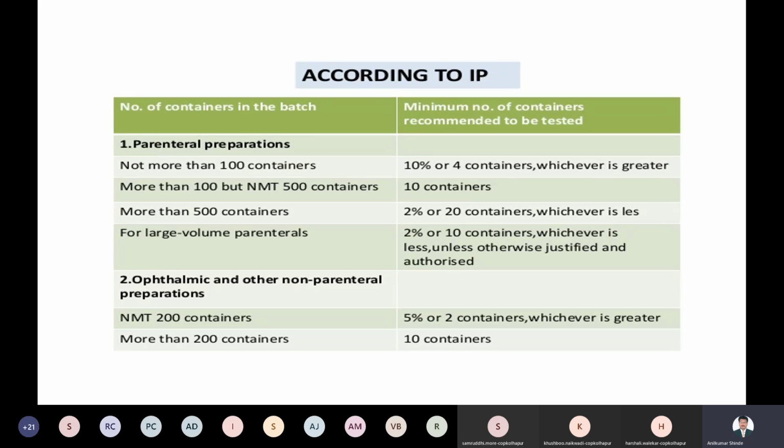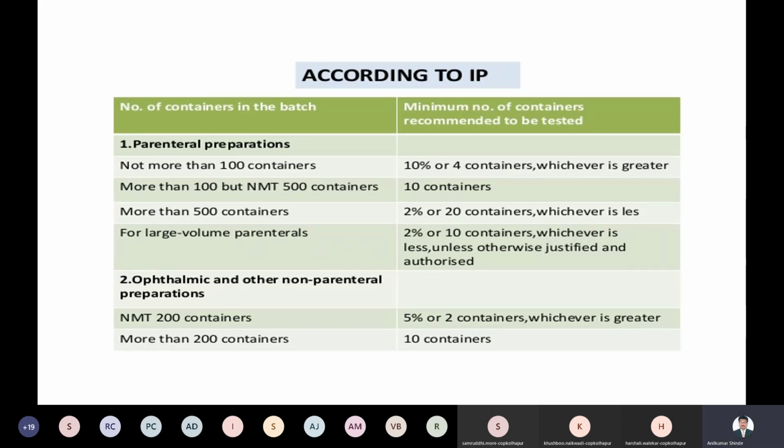So that representative sample is very important. So take the appropriate representative sample from the batch and test it, and predict that all your batch is free from bacteria. Understand it? Then some of this ophthalmic and other parenteral formulations are there.